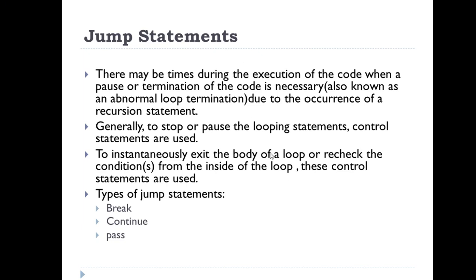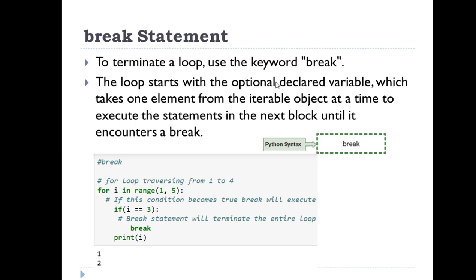Now coming to the jump statements. Now there can be some times where we may want to pause, or I may want to terminate the execution. I may want to just exit from a body or a loop. So when you want to jump out of the normal execution, or you want to stop, or you want to exit, there are three types of jump statements which are very useful: break, continue, and pass. So let's see the first one, break.